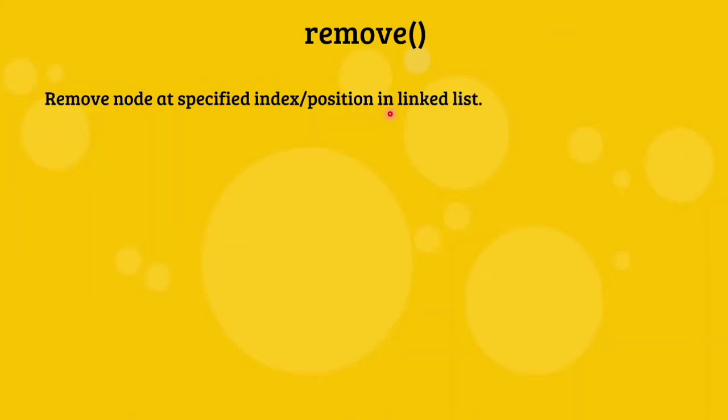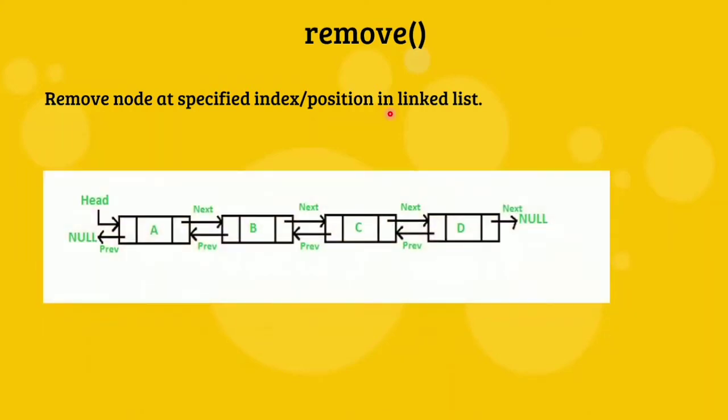So let's begin. Here we have our doubly linked list with data A, B, C and D. Suppose I want to remove node C. At that time what I can do, I will make B dot next as D and then D dot previous as B and my things are done.